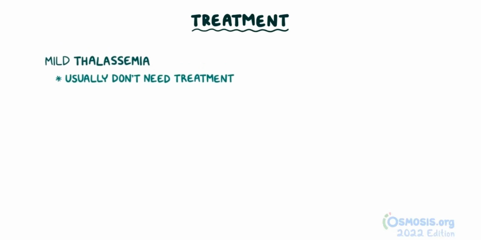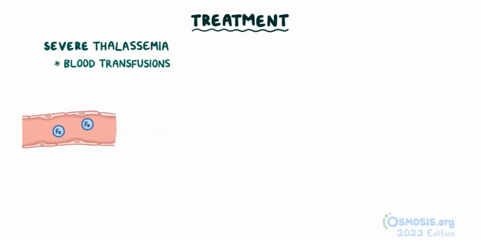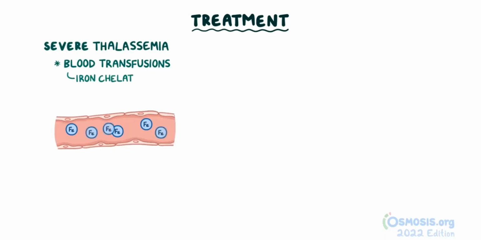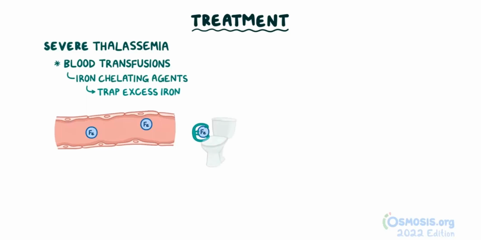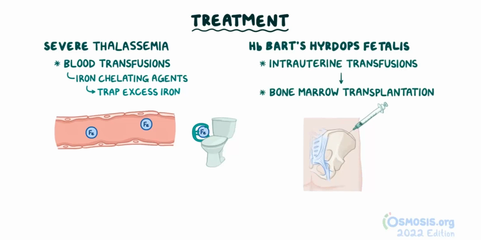Usually, patients with mild thalassemia don't need treatment, while patients with severe thalassemia are treated with blood transfusions. To prevent iron overload, iron chelating agents can be given to trap some excess iron and sweep it away through feces or urine. When diagnosed prenatally, Hb Bart's hydrops fetalis can be treated with intrauterine transfusions and later followed up with bone marrow transplantation.